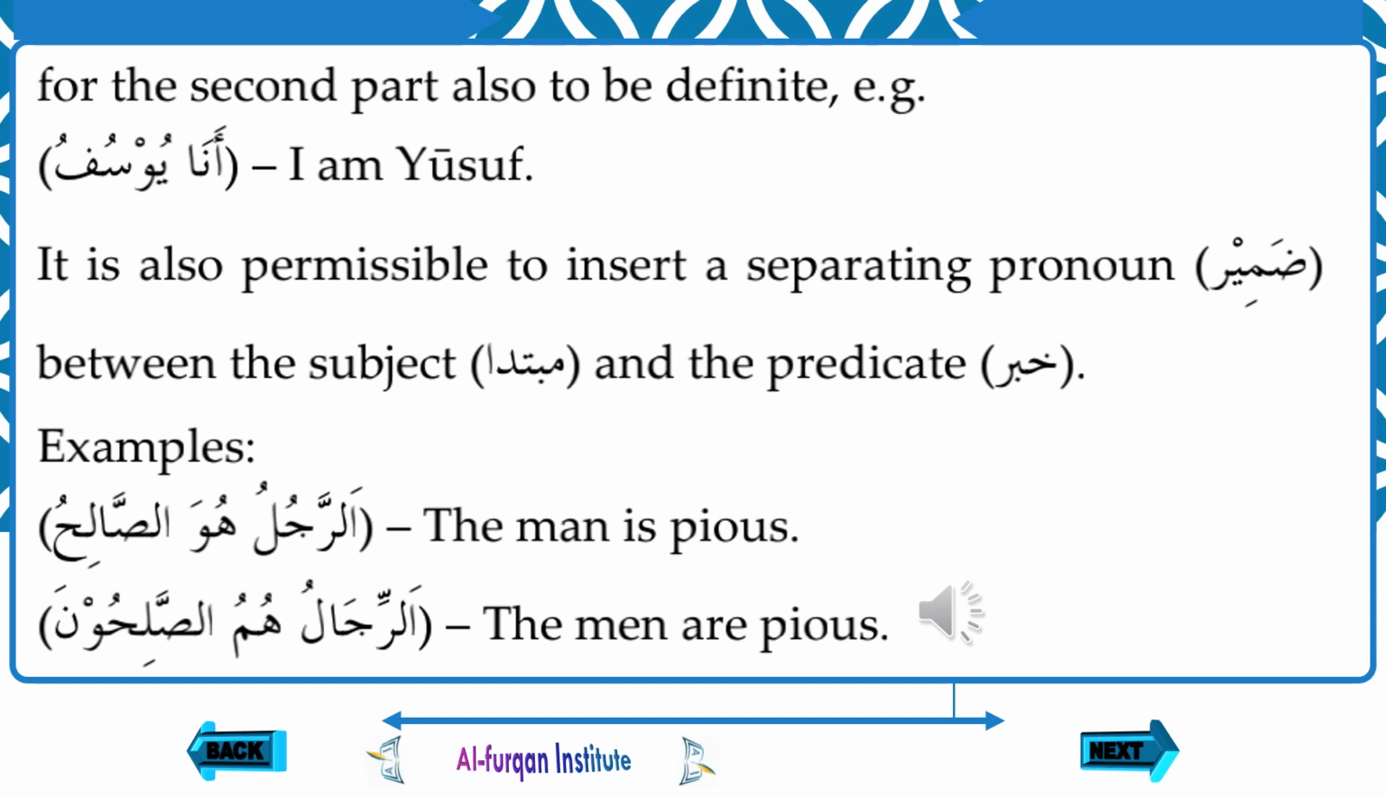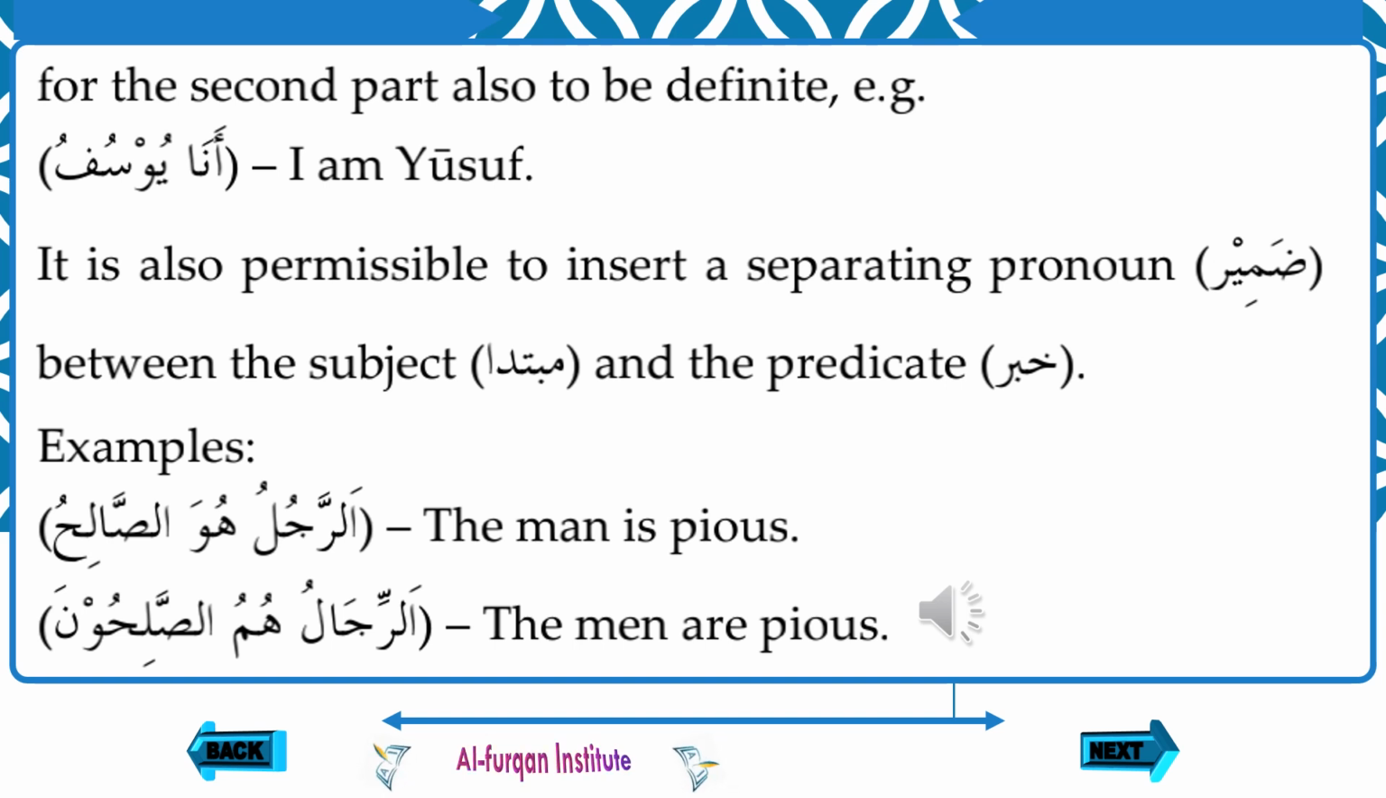Adding the domir to the sentence. Sometimes a separate pronoun like huwa, here, is placed between the subject and the predicate for clarity or emphasis. For example, ar-rajulu huwa salihu: the man is the righteous one.